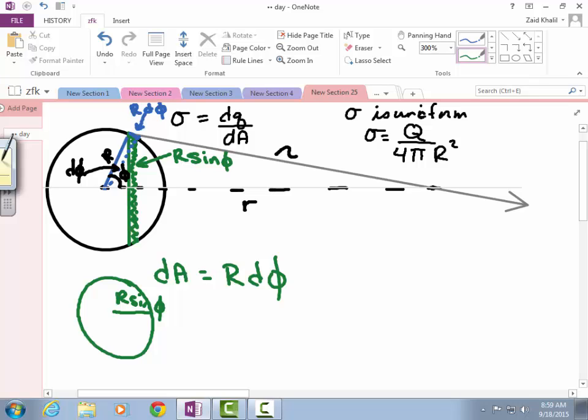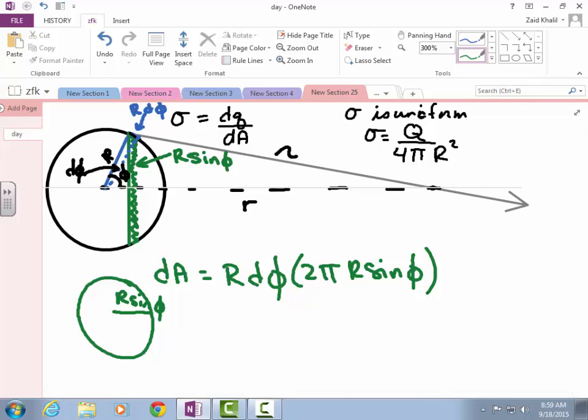So then what's the area? It's going to be 2 pi, right? It's going to be this circumference times that width. I'm looking for the differential area. So it's going to be 2 pi r sine phi times r d phi. Nice. Correct. So when you look at it, it looks like this. Here it is. That's exactly what it looks like.